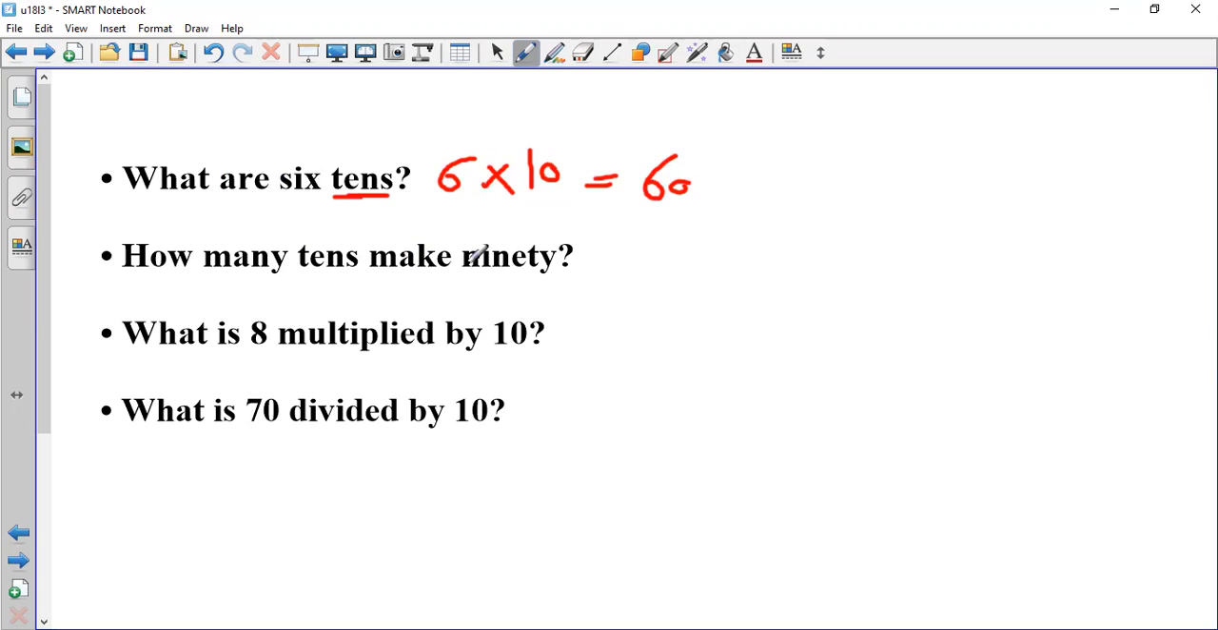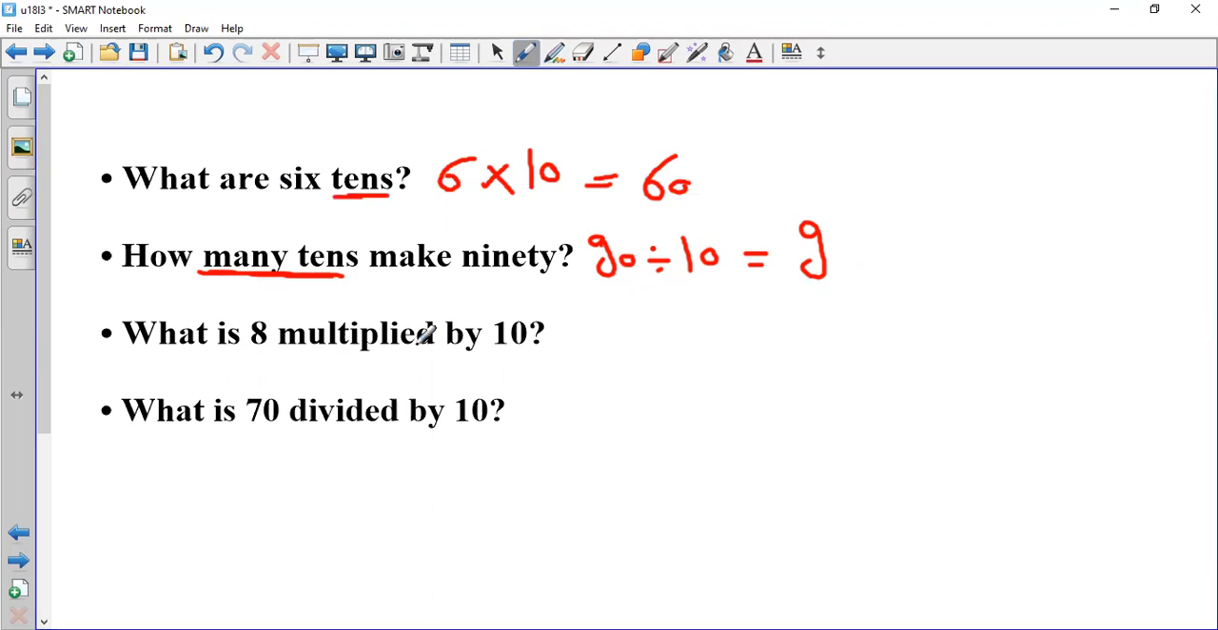How many tens make 90? This question is the same as this sentence, 90 divided by 10, because I'm asking how many tens. This means I'm dividing by 10. So to make 90, I need 9 tens. So 90 divided by 10 equals 9.